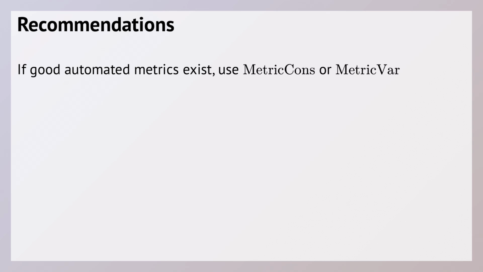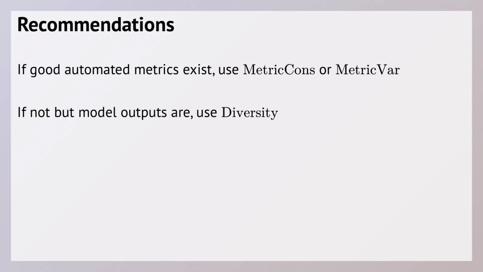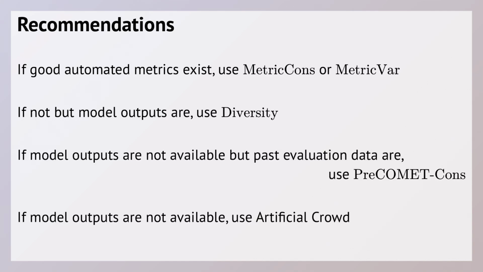If you have a good automatic metric, use metric consistency or metric variance. If you don't have a good automatic metric, use output diversity. If you don't have model outputs yet, use either the distilled utility estimator or an artificial crowd.